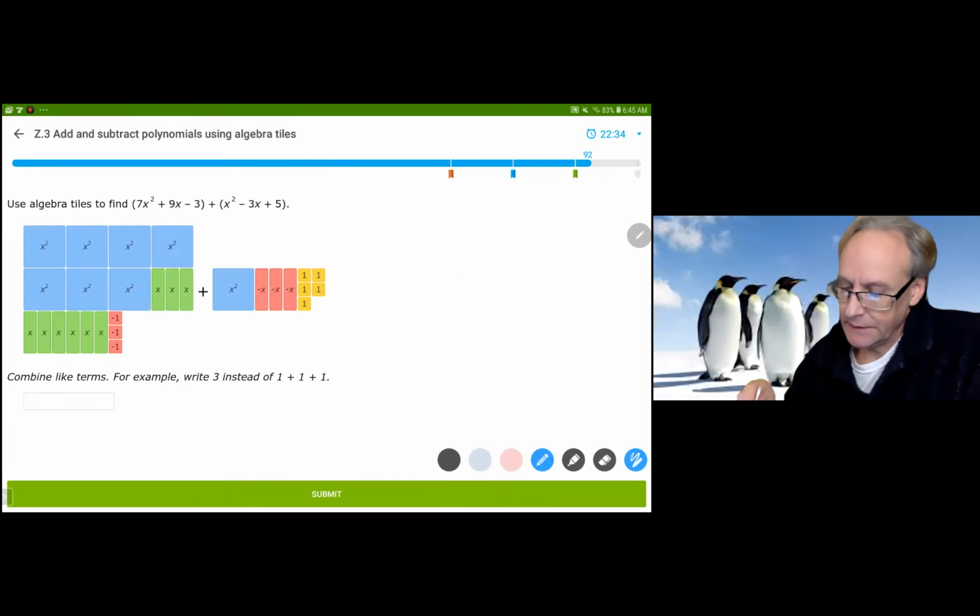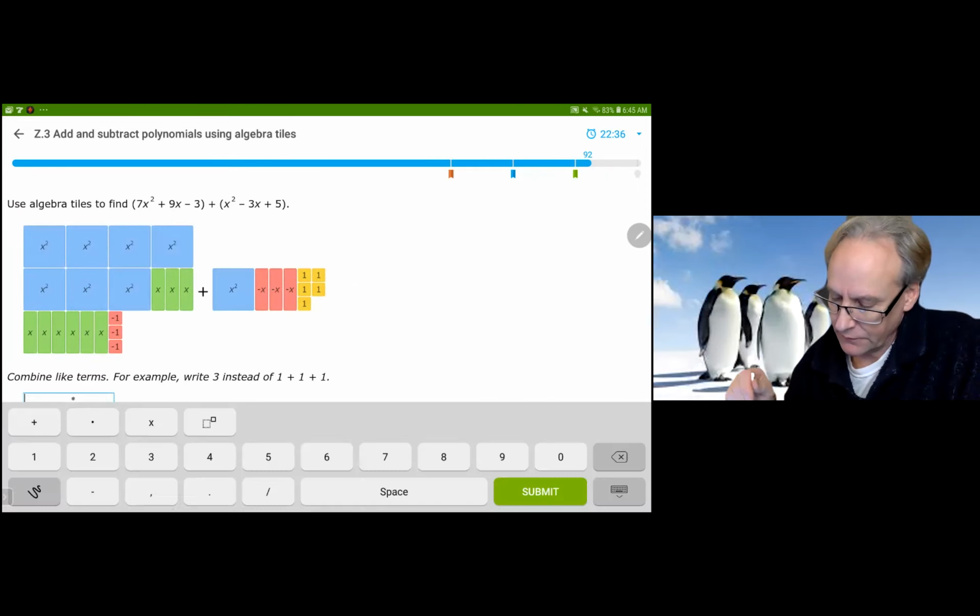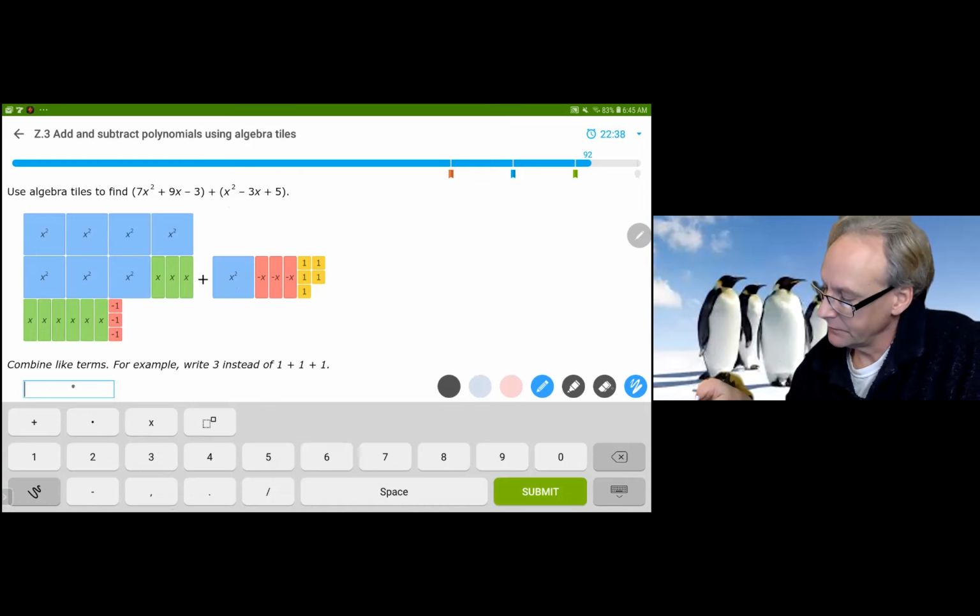Okay, we're just adding these up. That looks like we have 8x squareds. Oh my God, I said okay, like the guy from South Park. That's so sad. All right, it's 8x squared.